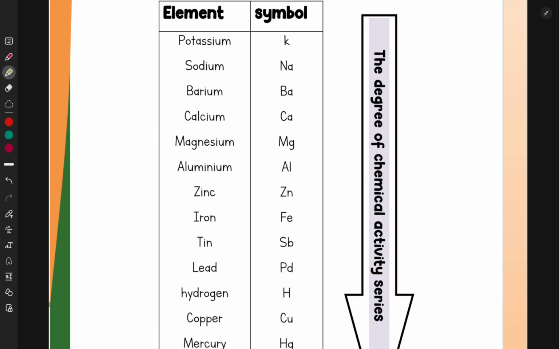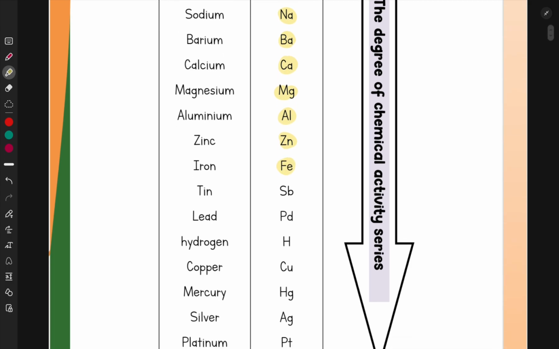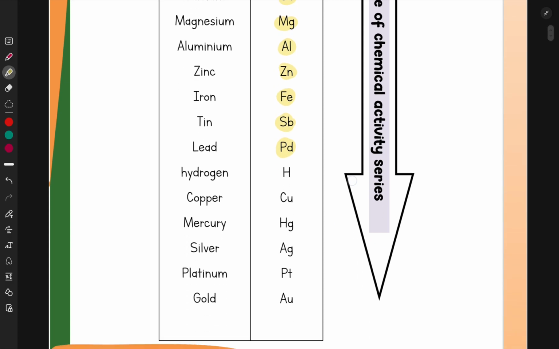So first we have potassium, K. Potassium is the most active, then sodium Na, barium Ba, calcium Ca, and magnesium Mg. They are more active than each other. And then we have aluminum, zinc, ferric or iron, tin, Sn, lead, Pb. The lead is Pb, not Pd, Pb. Okay. We will also have hydrogen.